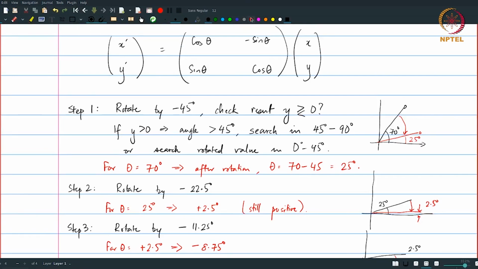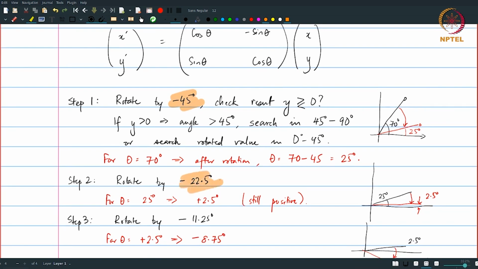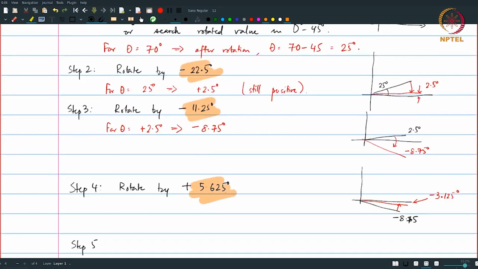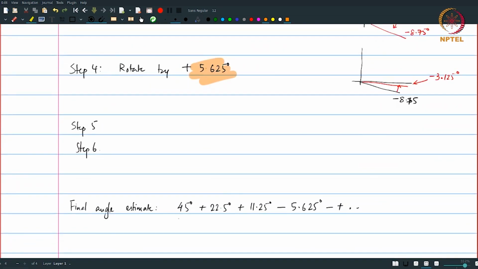I first rotated by minus 45, minus 22.5, minus 11.25, plus 5.625. That corresponds to adding up all of these and subtracting the ones where I had to add an angle. In other words, the exact opposite of the sequence in which I actually subtracted angles from the original starting point.